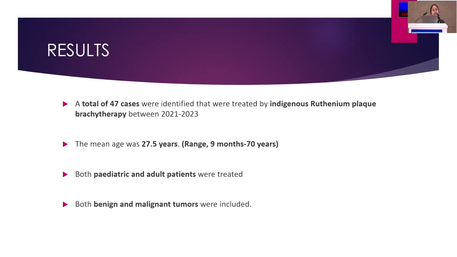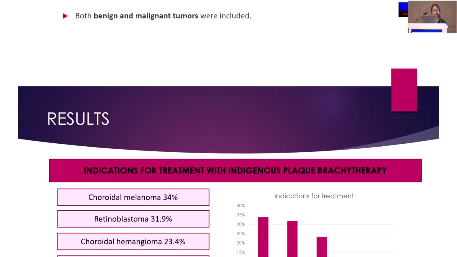We identified a total of 47 cases that have been treated with indigenous ruthenium plaque brachytherapy between the years 21 to 23. The mean age was 27.5 years, and we treated both pediatric patients, with age ranging from around 9 months, to adult patients up to almost around 70 years. We treated both benign and malignant tumors.